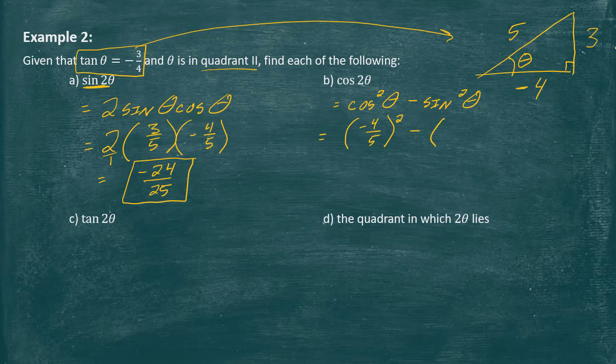Then minus the sine ratio, which was 3/5. That also is being squared, so I will need to do a little simplifying here before I can combine them. If I square each of these, the negative actually will go away on this first one and become a positive 16/25. The second one would become a 9/25.